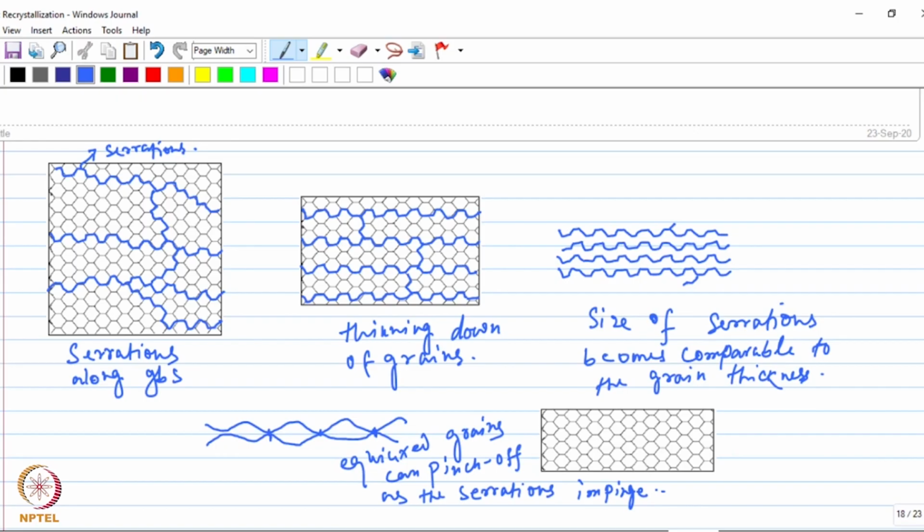Right, so this is how the new equiaxed grains will be generated due to a change in the shape of the grains as a result of the deformation which is given to the material, right? So now you can realize as to why it is called geometric dynamic recrystallization.